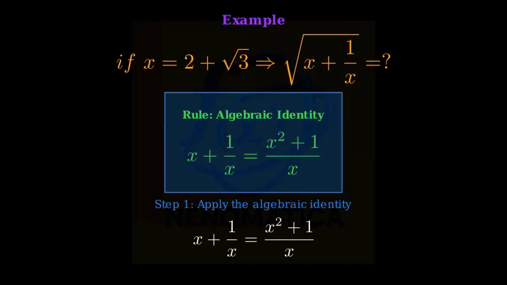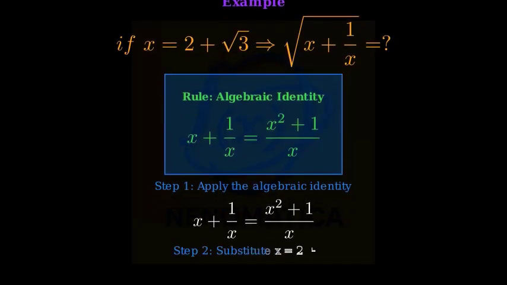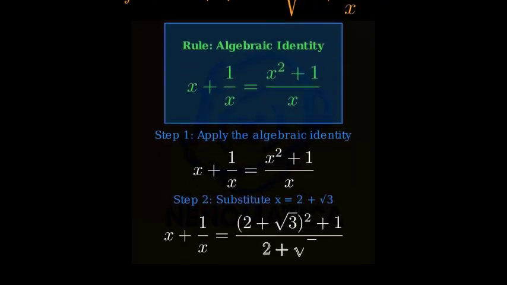Now, we need to substitute our given value of x equals 2 plus the square root of 3 into this expression. We get x plus 1 over x equals the quantity 2 plus the square root of 3 squared plus 1, all divided by 2 plus the square root of 3.